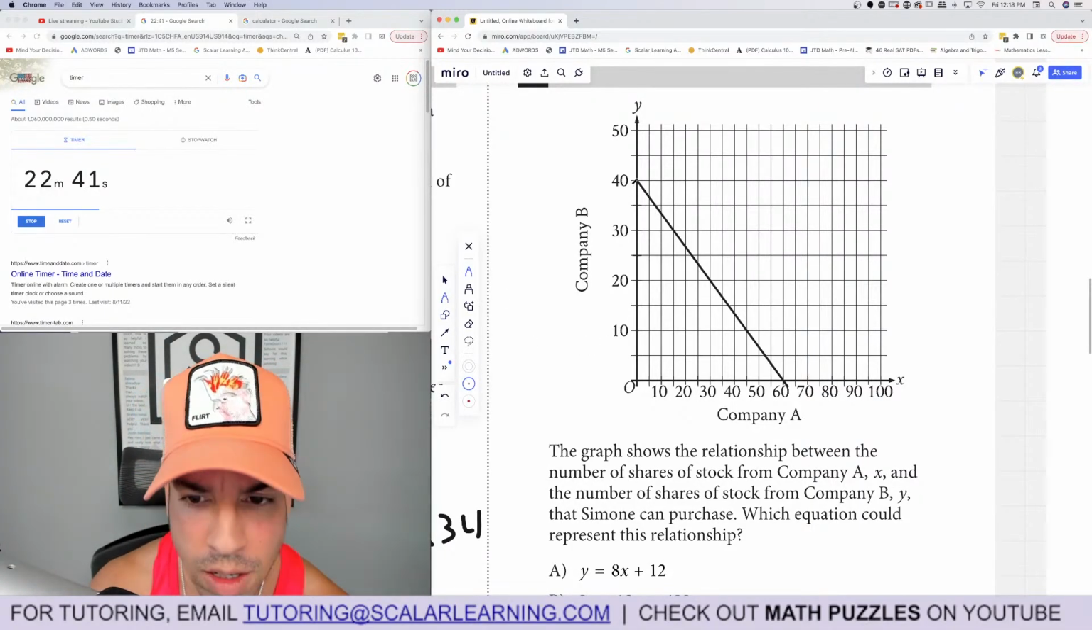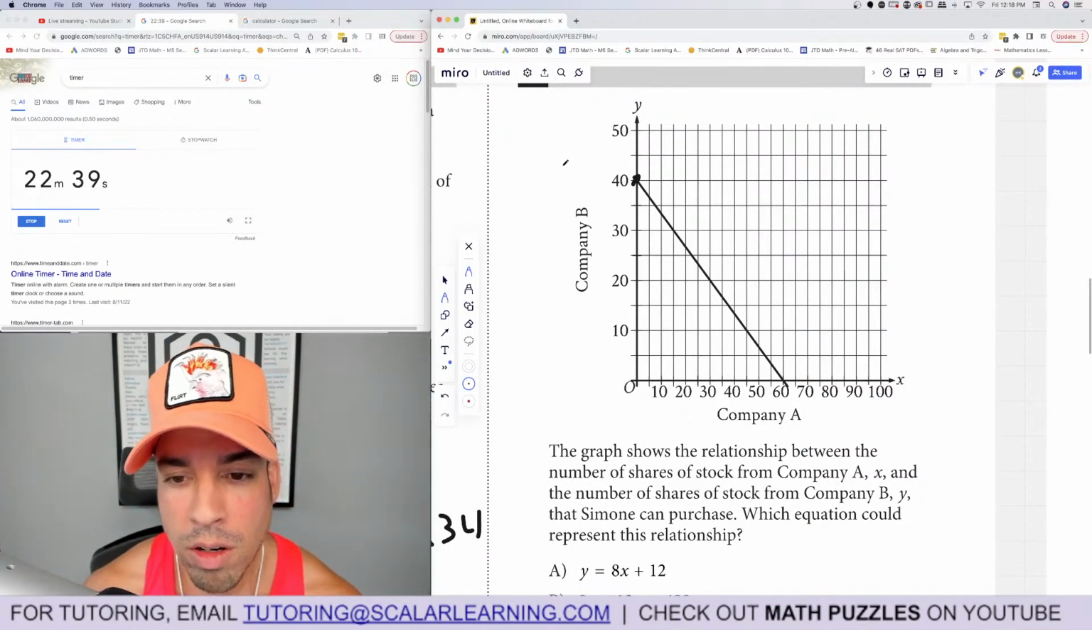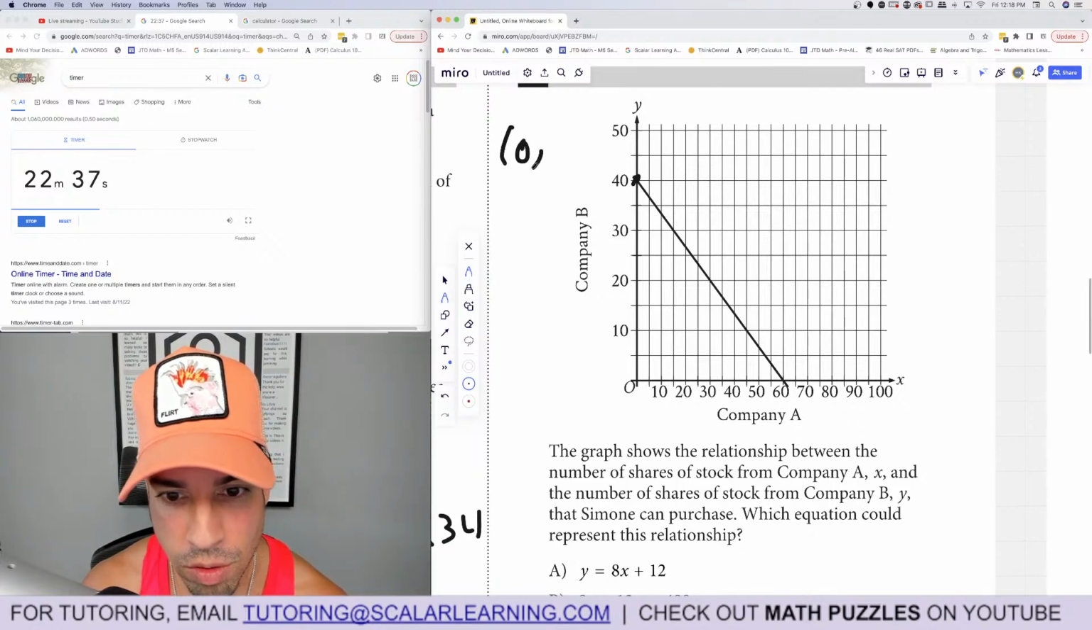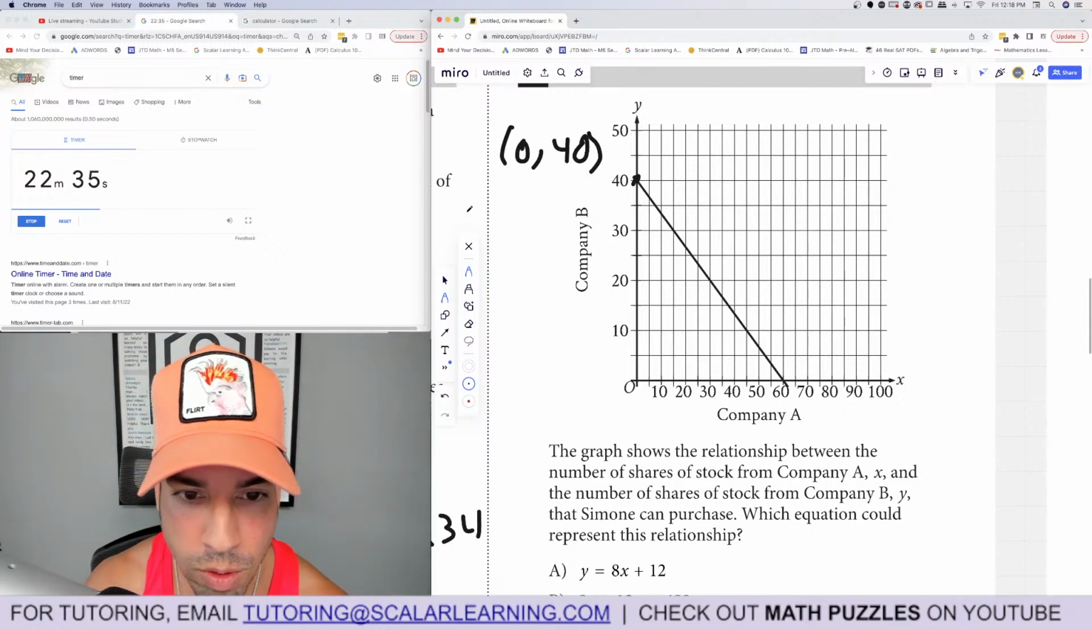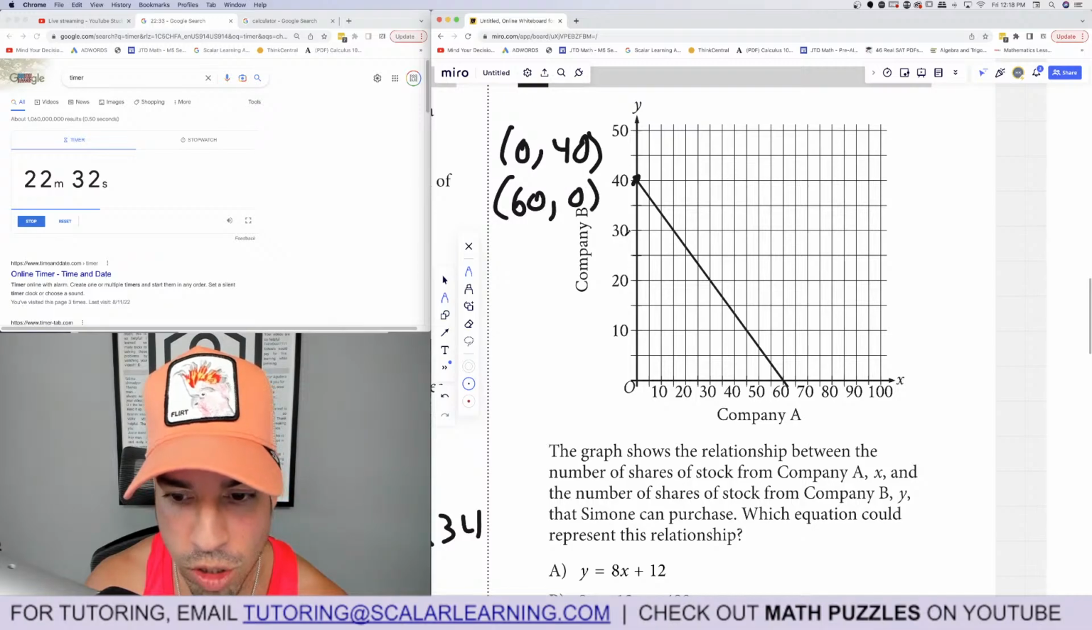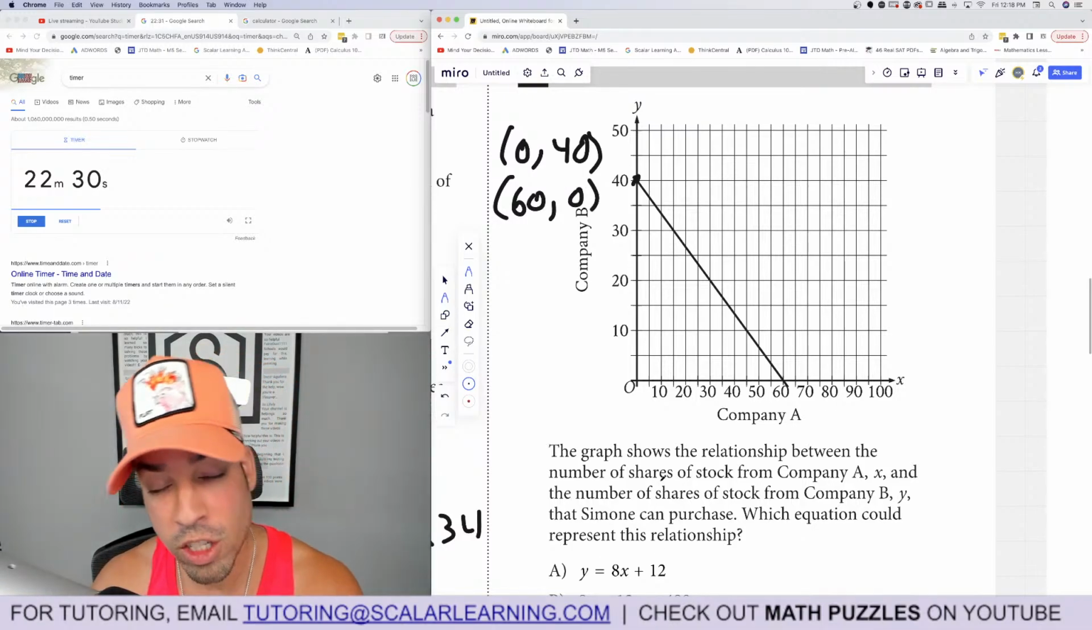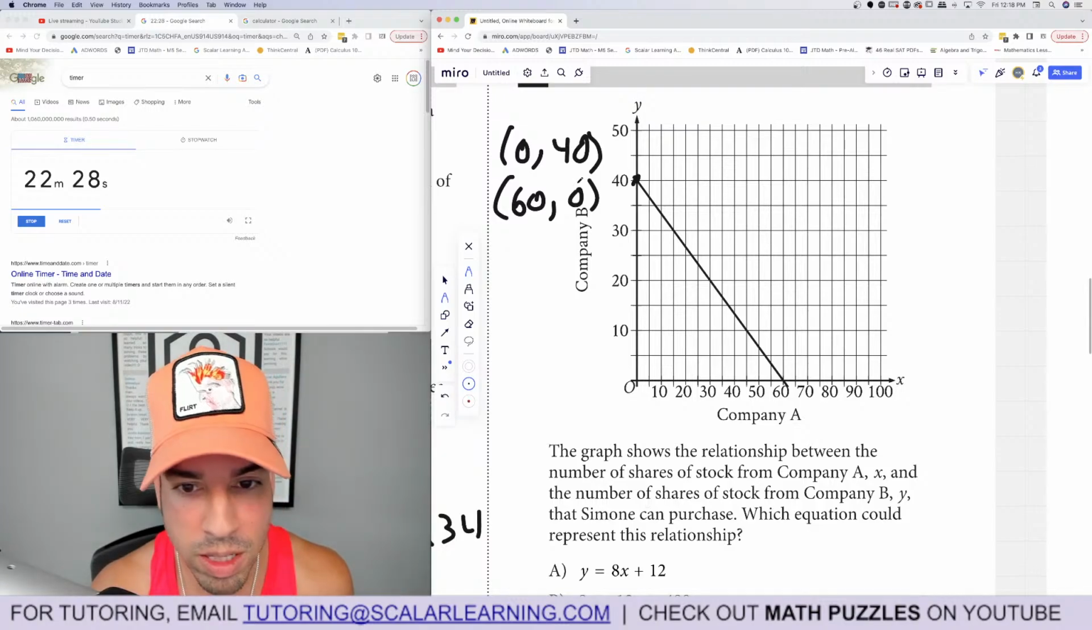Here's how I'm going to do it right off the bat. We've got a value of 0, 40. We've also got a value of 60, 0. I'm just taking the coordinates. They want an equation. Granted, they look to be in standard form, but let's just do our thing.